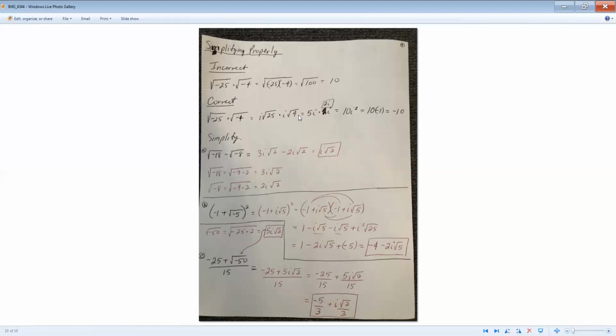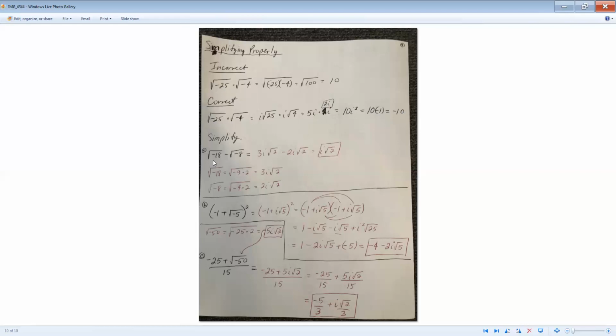That's 5i times 2i. I messed up on my 2 right here, so that is 2i. 5i times 2i will give you 10i squared. i squared is -1. So your final, most simplified answer would be -10. So notice in the first way we did it, which was the incorrect way, we had +10. In the correct way, you would get -10 as your final answer.